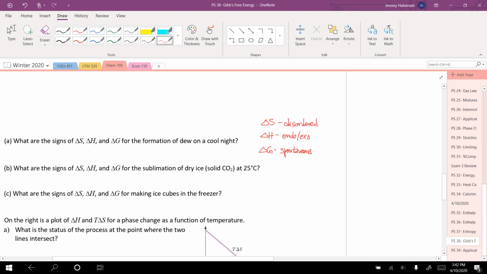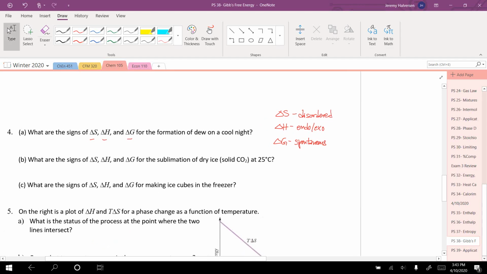Dew forms on a cold night. It's going from vapor to liquid. Is that getting more or less ordered? More ordered, so delta S must be negative. Okay, is dew forming exothermic or endothermic? We've got a vapor going down to a liquid. That's going to release energy. So that's exothermic, so delta H is negative. And G, does dew form on a cold night? Sure it does. So delta G is also negative because it's spontaneous.